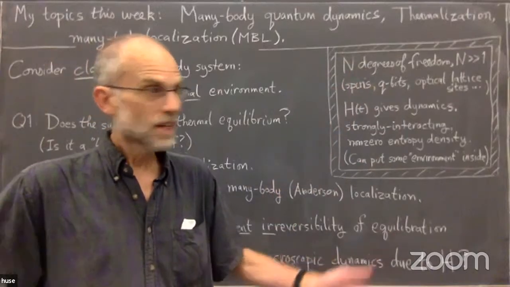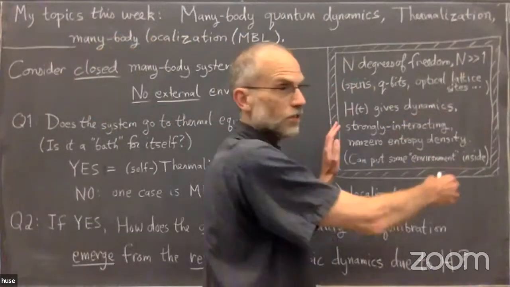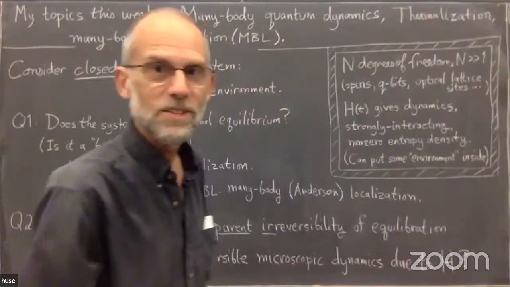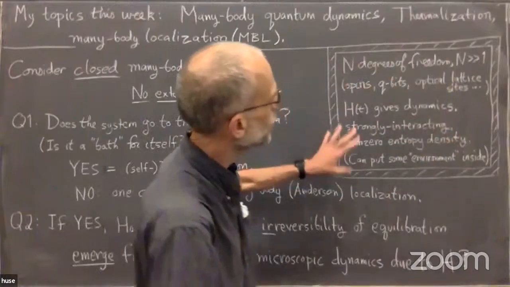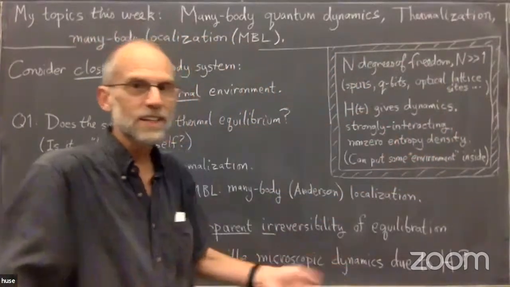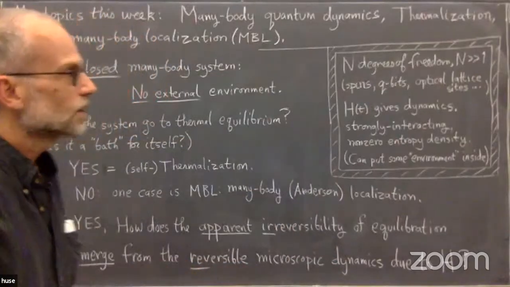Okay. And if you want to have a system coupled to an environment, just take a big part of the environment and put it in the box with your system and isolate that part of the environment from the rest of the environment, right? So within this framework, we can think of a system coupled to an environment. We just make the environment finite and put it in the box also.